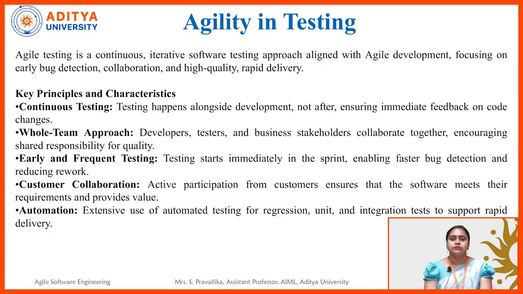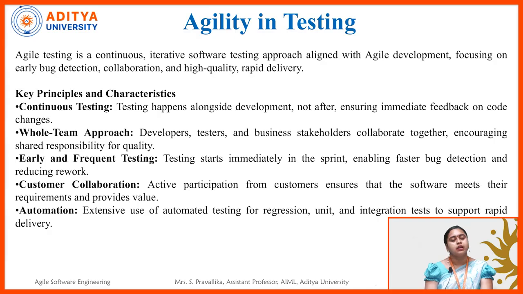Once we are done with design agility, we move on to the phase of agile development, that is, project development, followed by the testing phase. What happens in testing is that it ensures whether the process is continuously happening or not. Agile testing is a continuous iterative software testing approach. Iterative means repetitive, and continuous means it happens in a continuous way.